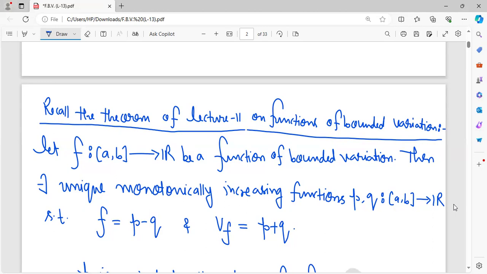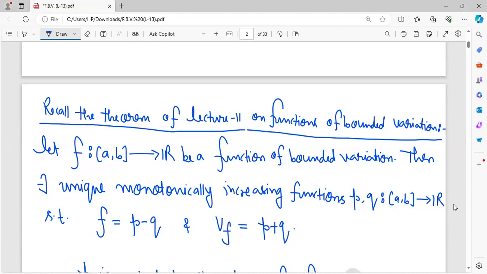So we have studied this theorem in lecture number 11 on functions of bounded variation. You can find a playlist on it and you can see the 11th lecture. You can understand this from that lecture. I am recalling it because I need it in this lecture.